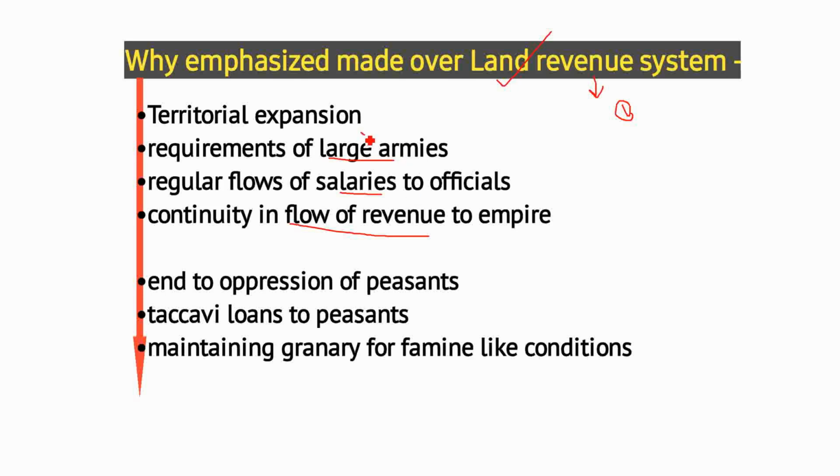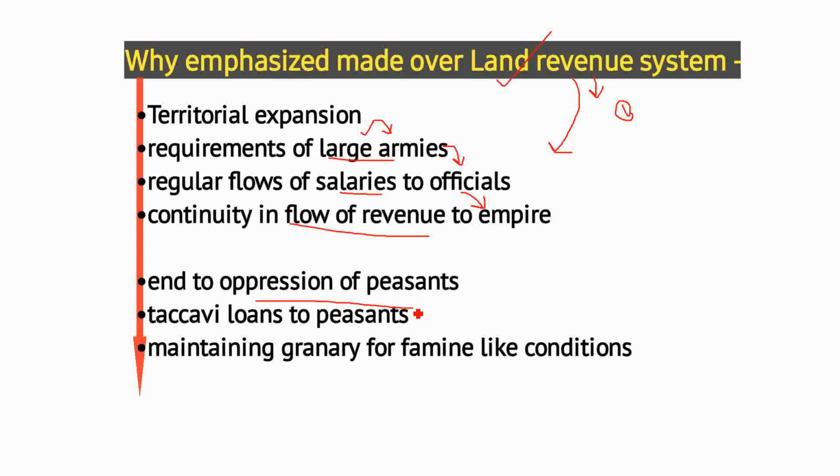So for territorial expansion, you need a large army, and to ensure the loyalty of your army, you need to pay handsome salaries to the officials, which requires a continuous flow of money. So land revenue is a way that provides continuity of the flow of revenue to the empire. Apart from that, when you adopt a good land revenue system, it ends the oppression of the peasants. When the land revenue system of an empire is distorted, the peasants in that area are oppressed. So you need to reform the land revenue system in order to end the oppression of the peasants.